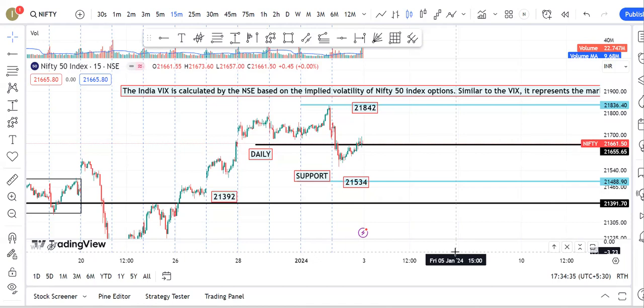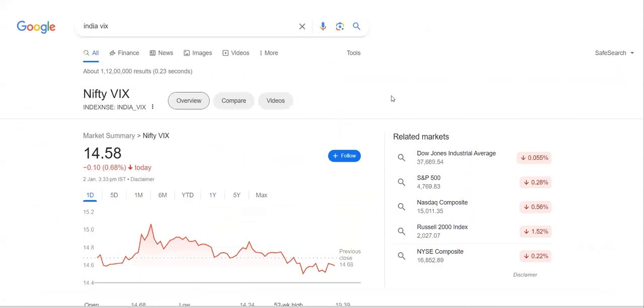Somebody asked me what is the way of marking the support and resistance for trading. So based on that, I'm explaining how to go about it. First I go and see the India VIX. India VIX is 14.58, that is 0.68%.